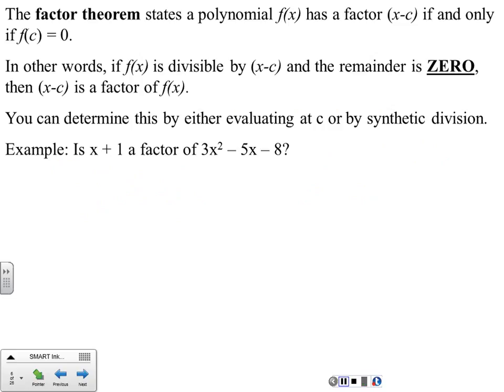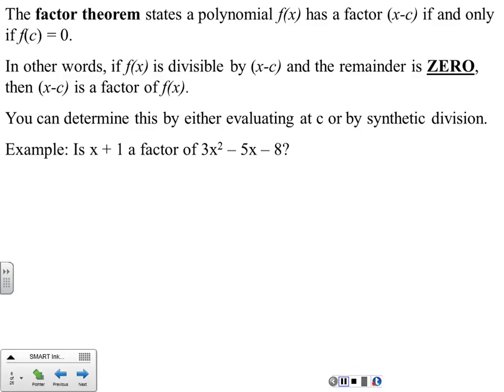Let's look at the factor theorem. The remainder theorem basically states that if I give you c, not the binomial, but c, that remainder is exactly equal to what you would get if you evaluated f of c. The factor theorem: what are factors? Things that you multiply together, right?